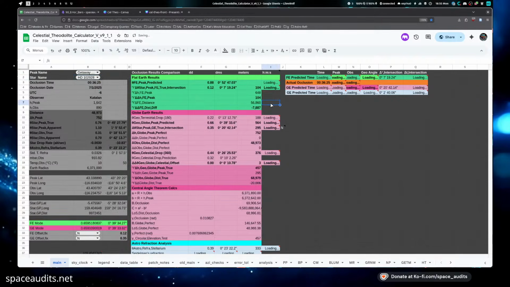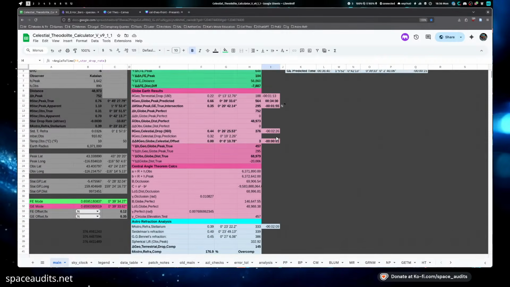But we have Getaway Mountain. So here the globe predicts 39 arc minutes of elevation for the peak. We predict 52. There was a 7 arc minute intersection difference between our prediction and the time of occlusion. And for the globe, there was a 20 arc minute difference, which comes out to be a minute and 55 seconds versus our 41 second difference.